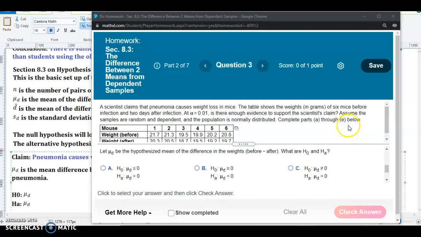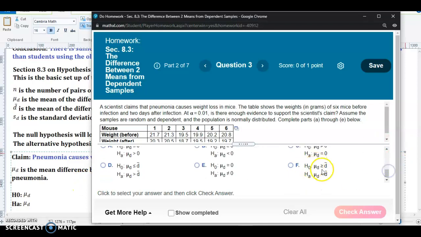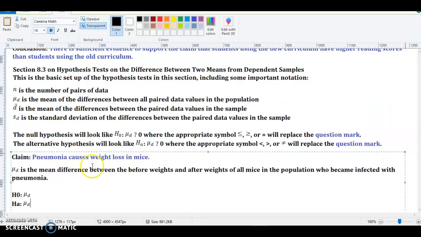Okay, so before we set up the null and alternative hypotheses, notice that in all of these, the symbol mu d is used, which is what we're doing. We're doing a hypothesis test on the mean difference in the entire population. In the context of this problem, where the claim is that pneumonia causes weight loss in mice, mu d is the mean difference between the before weights and after weights of all mice in the population who became infected with pneumonia. And remember, the claim says that pneumonia causes weight loss in mice.